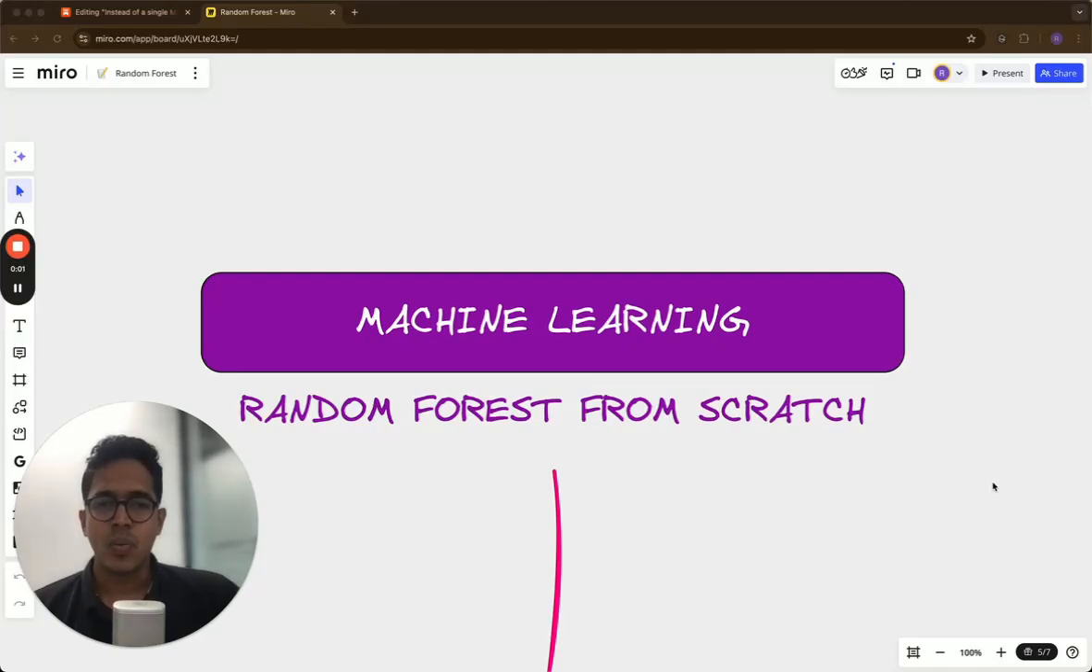Hi, welcome to Introduction to Machine Learning. Today we'll be learning about random forest. First, we will learn the theory and then we'll implement it.